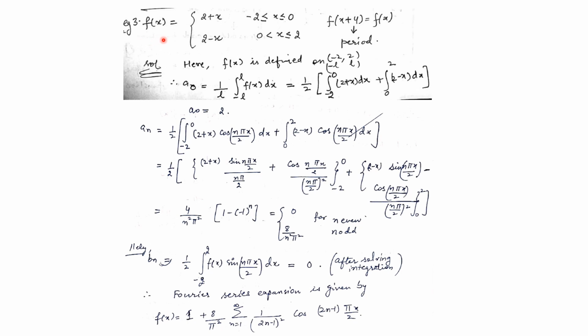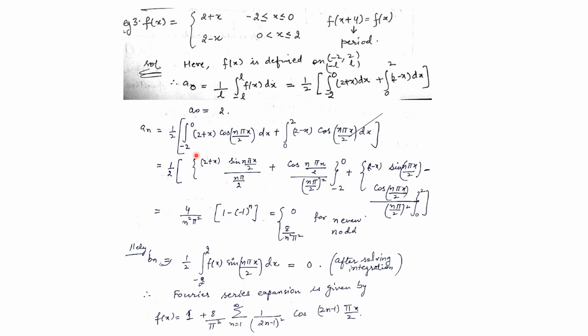One more example. Let our function be defined over the interval minus L to L, and here L is 2, and it is periodic with period 4. Again we have to find out the values of a0, an's, and bn's by using the Fourier formulas: 1 over L integration from minus L to L of f(x), 1 over L integration from minus L to L of f(x) into cos n pi x by L, and similarly for bn's.